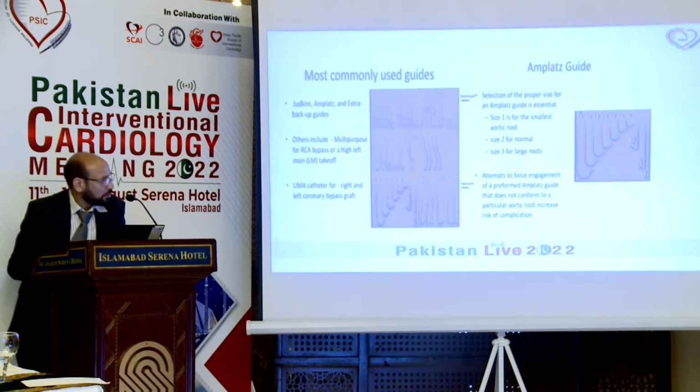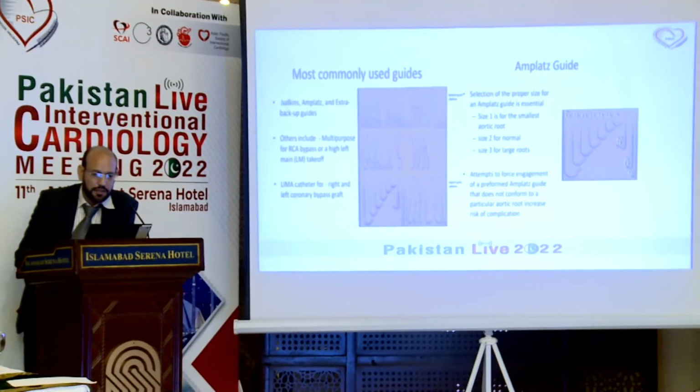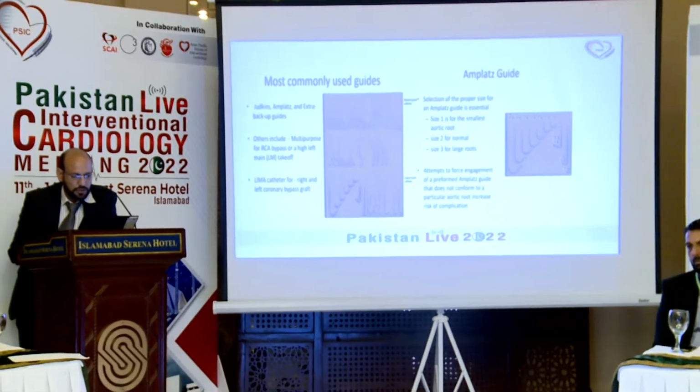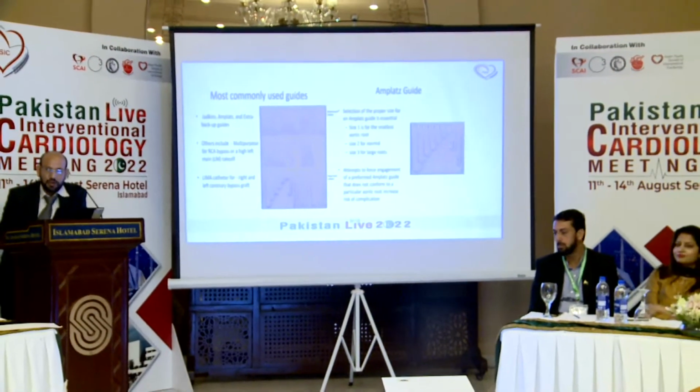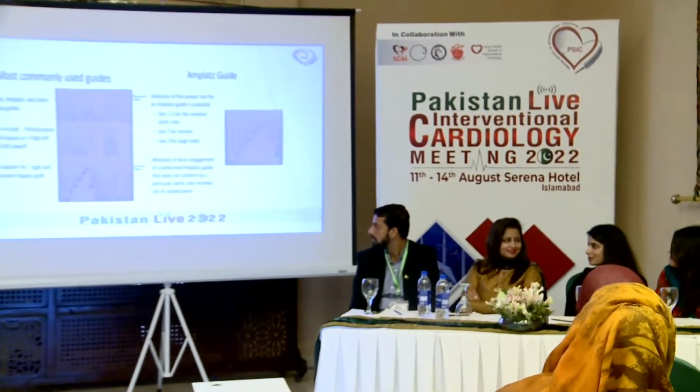Selection of the proper size for an Amplatz guide is essential. 0.75 is for the right coronary artery. Size 1 is for the smallest aortic root. Size 2 is for normal, and size 3 is for dilated aortic roots. Attempts to force engagement of a preformed Amplatz guide that does not conform to a particular aortic root increase the risk of complications.